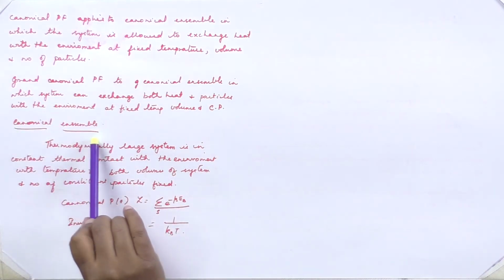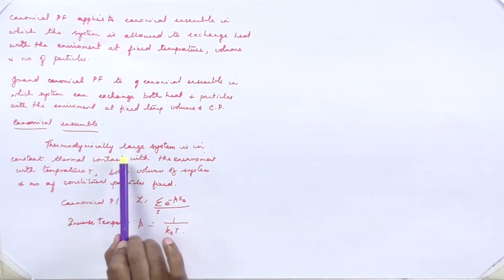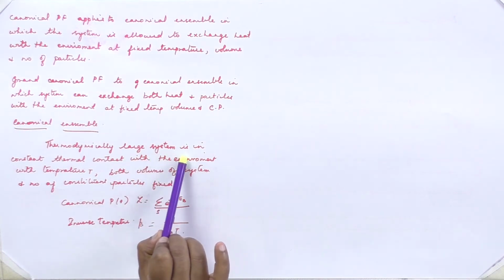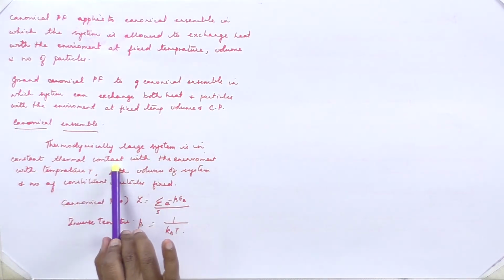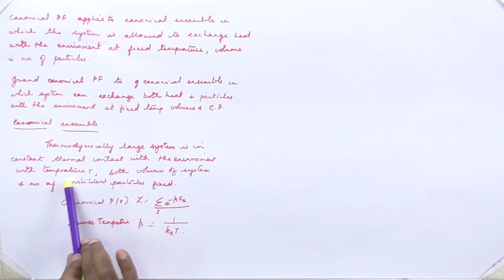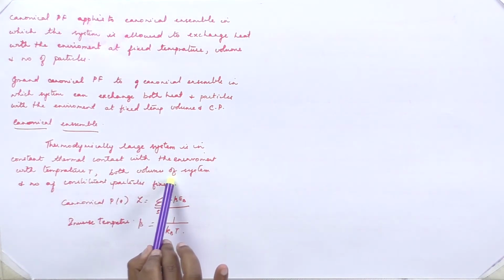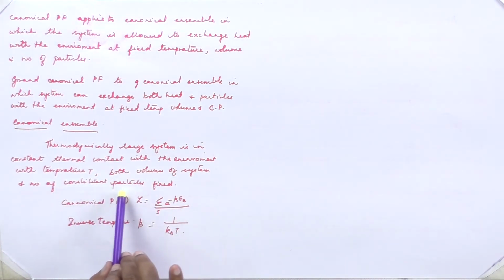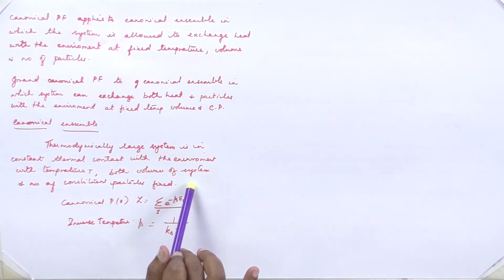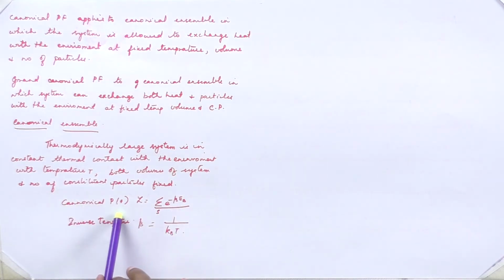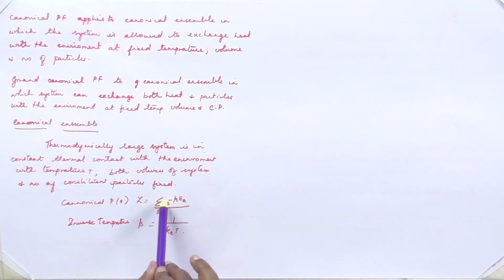The canonical ensemble is a thermodynamically large system which is in constant thermal contact with the environment at temperature T. Both the volume of the system and the number of constituent particles are fixed. The canonical partition function is Z = sigma e^(-beta E), where the inverse temperature beta is equal to 1/kBT.